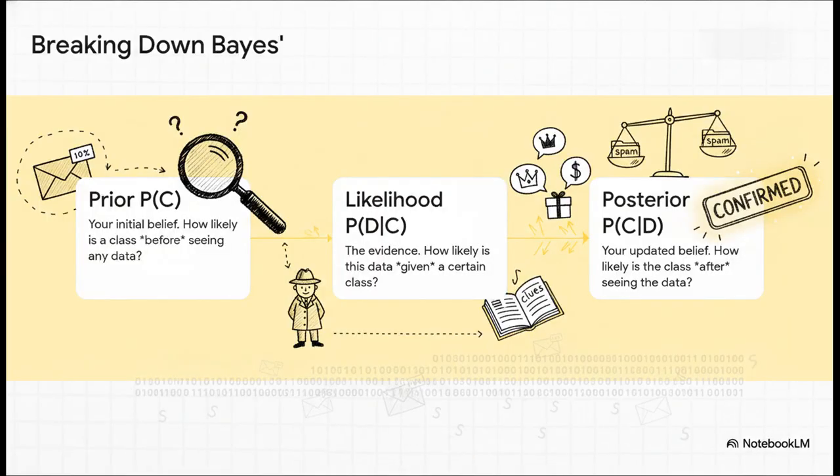Yeah, let's stick with that detective analogy. Think of it like this. The prior is your initial hunch. Before you even look at the email, you might guess that maybe 1 in 10 emails are spam. The likelihood, that's your new clue. How often do words like "winner" or "free" pop up in emails you already know are spam? And then the posterior, that's your final conclusion. It's the updated probability that this specific email is spam now that you've seen the evidence.